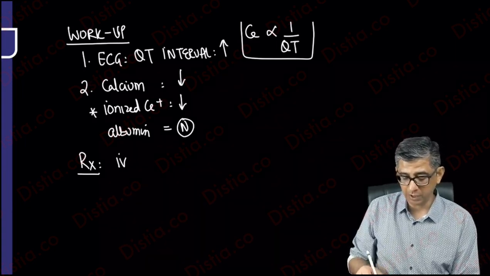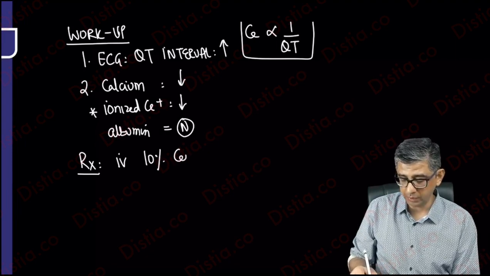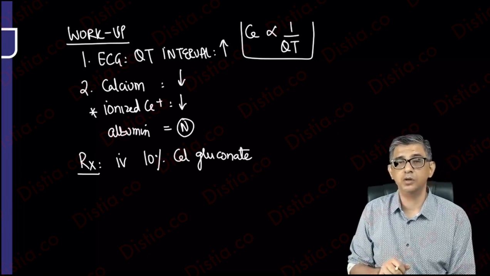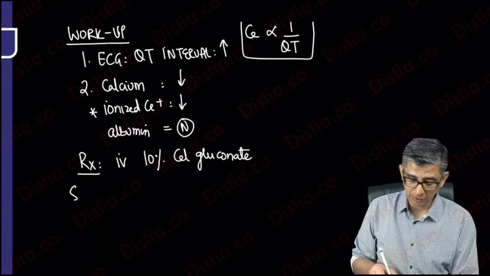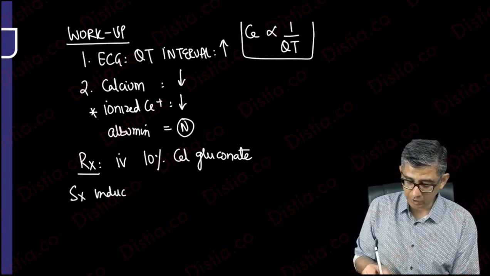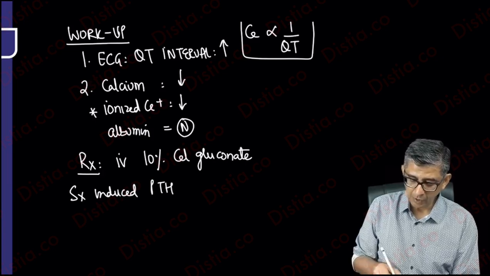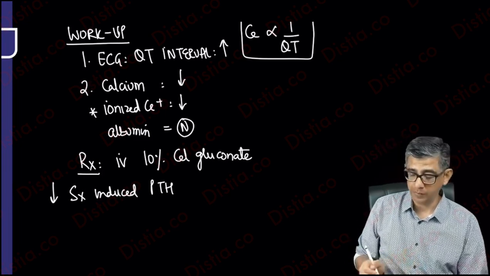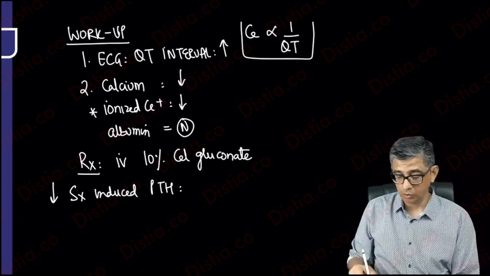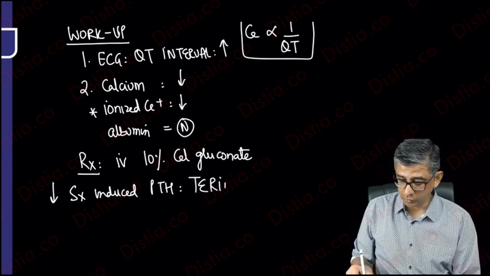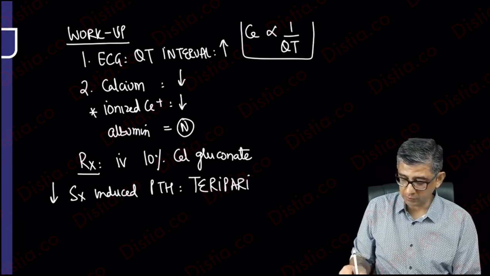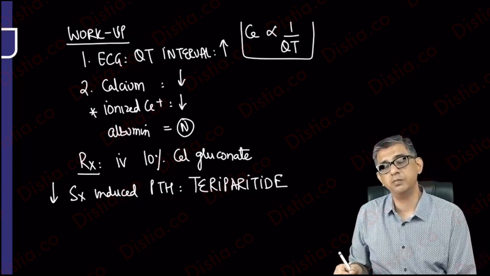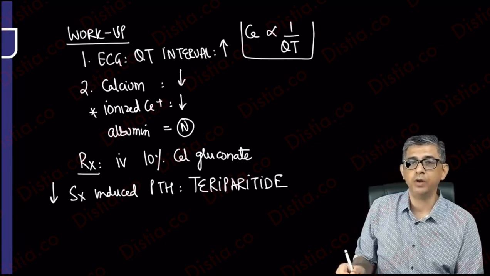For the treatment of these patients, IV 10% calcium gluconate will be given. That will help in tiding over the initial crisis, but this is not a permanent solution, because in any patient who's having surgically induced hypoparathyroidism, I told you, you can easily prevent it by going in for parathyroid reimplantation, but that was never done in the patient. So now the person would have to be administered injections of teriparatide, which is like an artificial PTH manufactured in the lab by DNA recombinant technology.